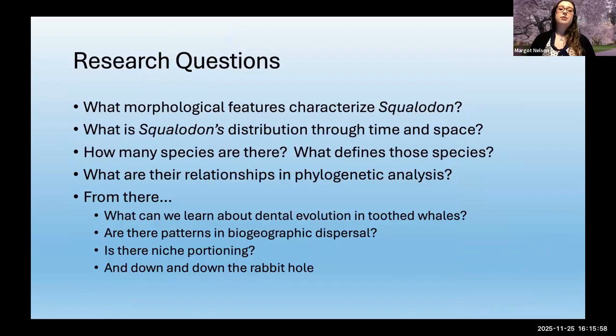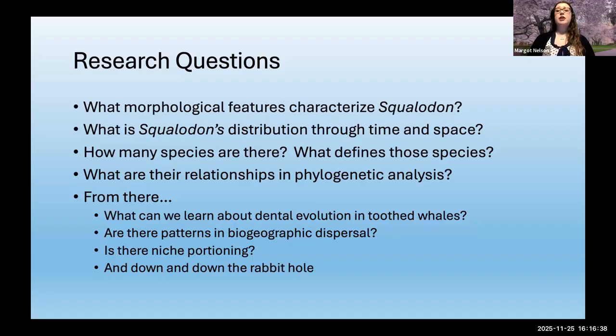So my research questions were largely: what morphological features characterize Squalodon? How can we distinguish Squalodon from all other toothed whales? What was Squalodon's distribution through time and space? This was somewhat up in the air, because there were fragmentary fossils referred to Squalodon from all over the world, and I needed to see if that was actually the case. Likewise, there was one report of Squalodon from the Quaternary, but that was reworked. So what's its actual distribution through time as well as through space?